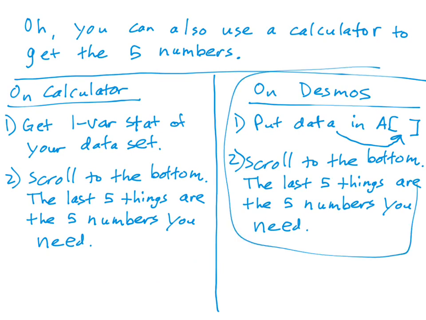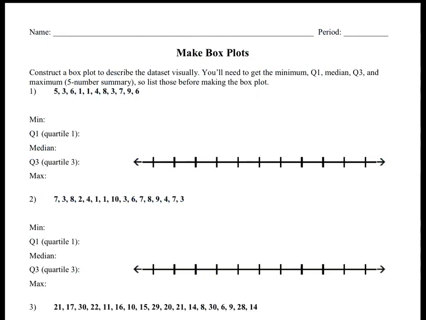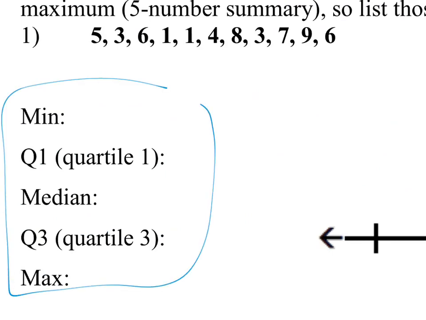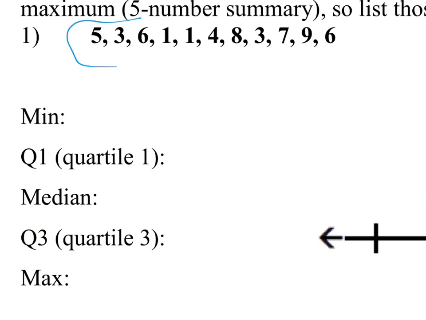If you use that online calculator, you put your data set in the brackets for A, and then again, if you scroll to the bottom, the last 5 things are going to be the min, quartile 1, median, quartile 3, and then the maximum. And so let's actually use a calculator to go ahead and get the 5 number summary for number 1 here. Take your data set, put it in the calculator of your choice, and get these 5 numbers. Pause the video and do that.